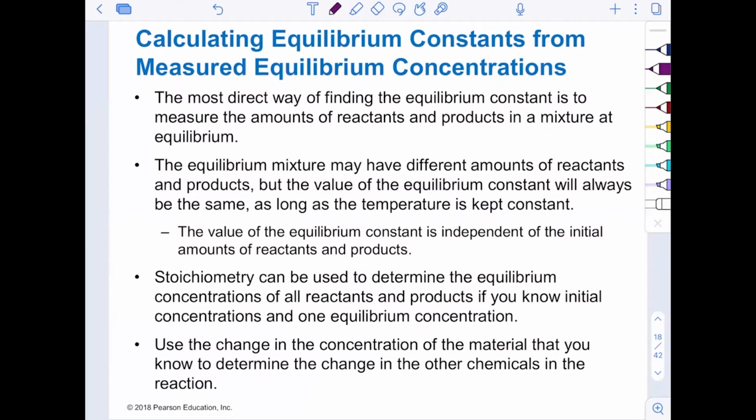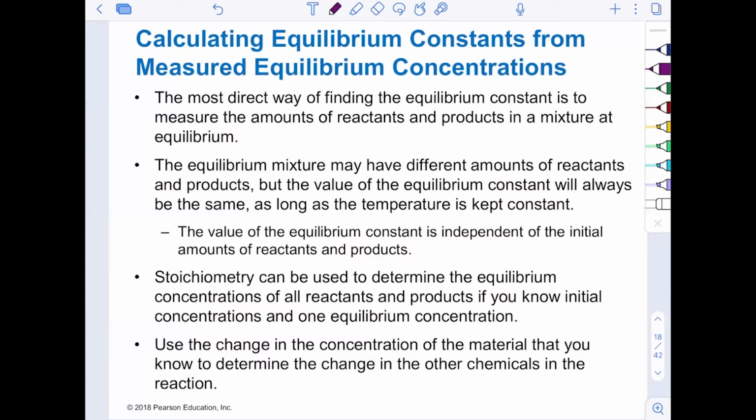When we want to find an equilibrium constant, the best way to do that is to measure the amount of reactants and products at equilibrium. Very much a plug and chug type calculation. If you have the concentrations of each reactant and product at equilibrium, then you can find K. The equilibrium mixture may have different amounts of reactants and products, but the equilibrium constant will always be the same no matter what those values are, as long as the temperature is kept constant. These are temperature dependent reactions.